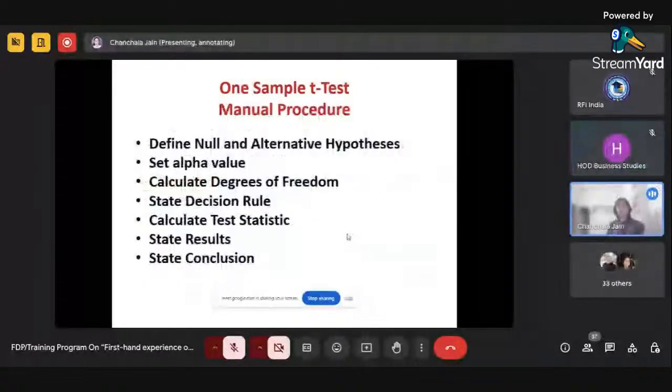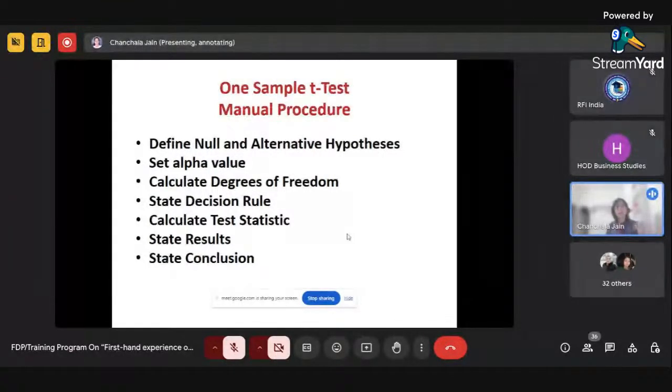Now, the procedure of testing the one sample t-test. In statistics books, you can find there are certain steps generally taught to students. We first ask them to formulate the null and the alternative hypothesis. The null hypothesis is in itself very clear. Null means something which is not existing. We are calling it null.